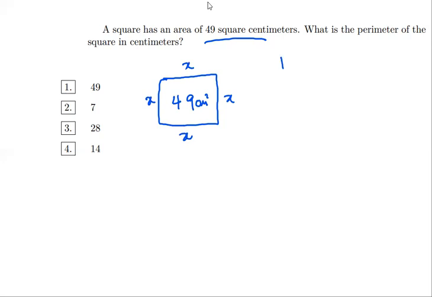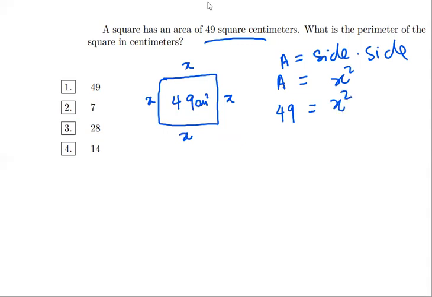And the area of a square is equal to side times side, or the side squared. So area is equal to side squared. So we do have what the area is. The area is 49 square centimeters, which is equal to x squared, or the length of the side squared.